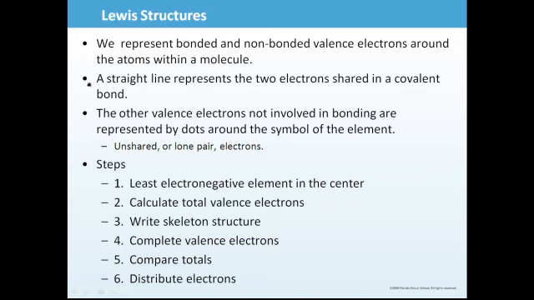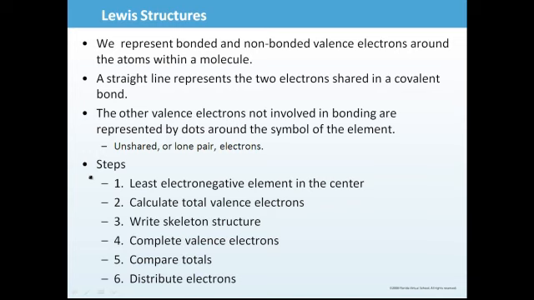Mentioned earlier that we use a line to represent 2 electrons that are being shared, the bonded ones. And then all the other electrons we usually represent with dots around the symbols, and those are the unshared or lone pair of electrons.